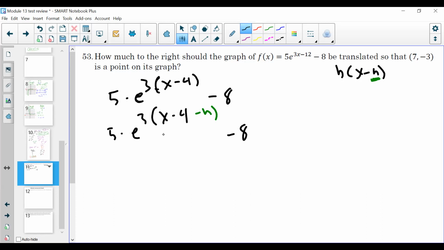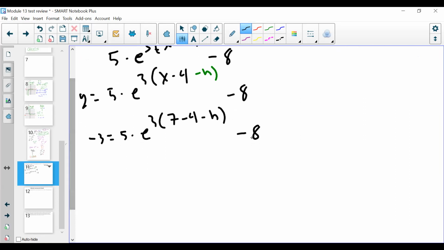And then after that, I have the point. This is y equals. I have the point (7, -3), and I can plug this in to see what I get. So when y is -3, I have 5 times e raised to the 3 times my x value of 7 minus 4 minus h, all minus 8. I can add the 8 over to get a positive 5 equals 5 times e to the 3 times (7 minus 4), that's 3, minus h. Divide by 5.